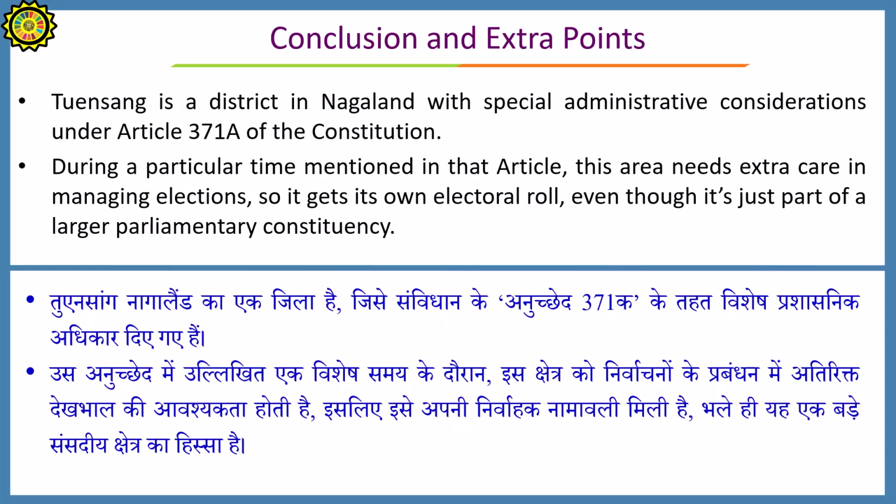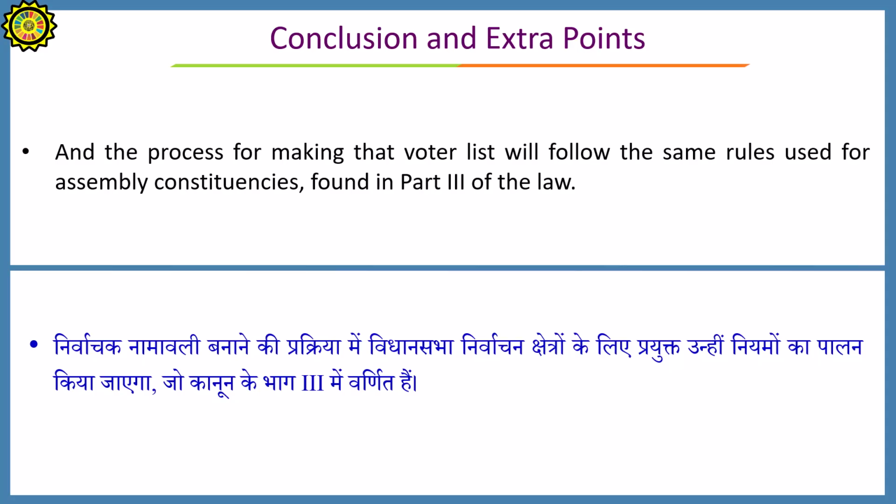Tuensang is a district in Nagaland with special administrative considerations under Article 371A of the Constitution. During a particular time mentioned in that article, this area needs extra care in managing elections, so it gets its own electoral roll, even though it is just a part of a larger parliamentary constituency. And the process for making the voter list will follow the same rules used for the assembly constituencies found in Part 3 of the law.